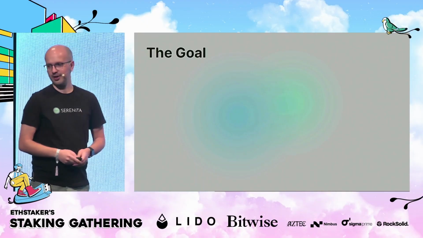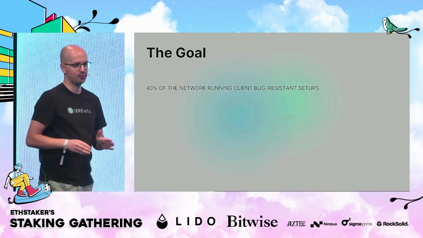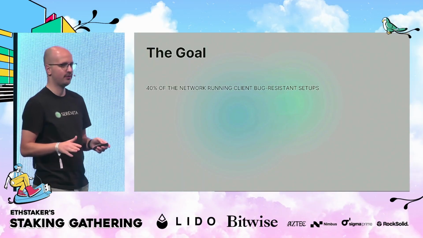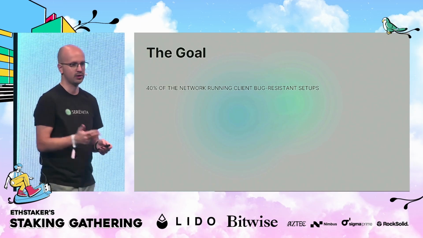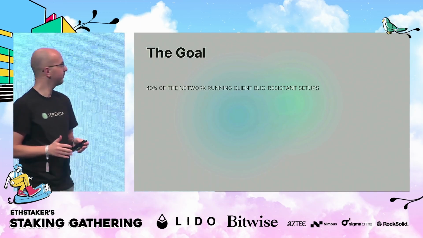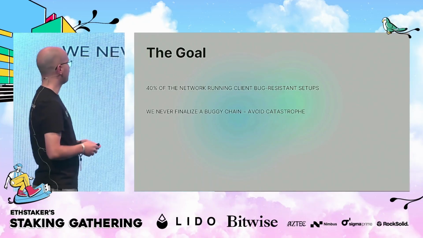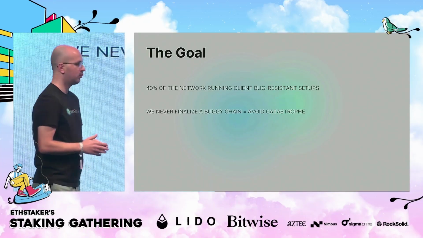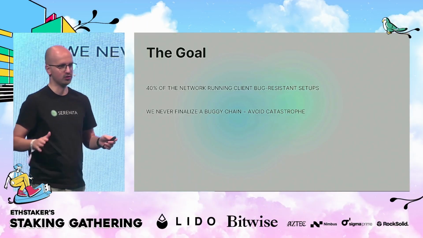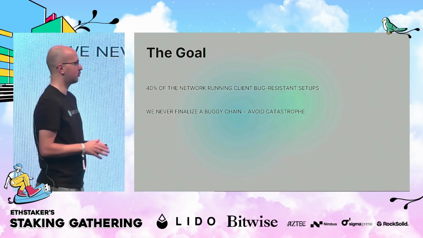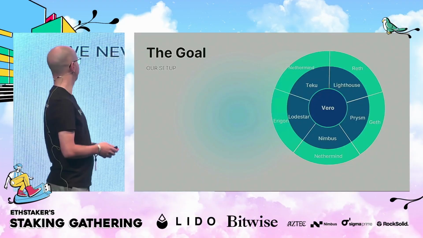So the goal, not just my goal, but I hope for Ethereum, is to get to a state where 40% of the proof of stake network runs some kind of client-bug-resistant setup. Whether it's Vouch, whether it's Vero, whether it's DVT, or a combination of these 3. And if we get to this state where 40% of the network runs these resistant setups, we will never finalize a buggy chain. So we will avoid the most catastrophic of scenarios. It's one thing to lose finality for a while, but it's much worse, of course, to finalize something that's invalid.